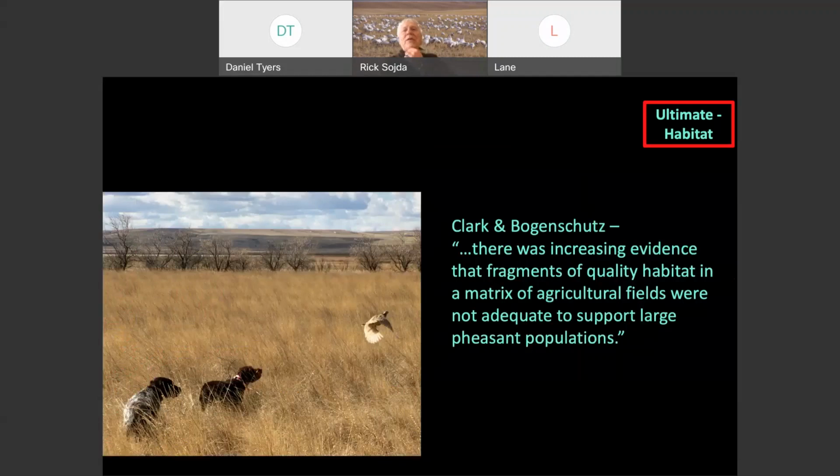Bill and Todd also had this comment in their paper, and I just like it as well. There was increasing evidence that fragments of quality habitat in a matrix of agricultural fields were not adequate to support large pheasant populations. This is the classic case that we see up in the Golden Triangle here in Montana, north of Great Falls. There used to be tremendous numbers of pheasants when fields were smaller and there was a lot more nesting cover. Now you go up there and you see that it is planted more and more fence row to fence row, less and less good quality habitat, and the number of pheasants has dramatically decreased.